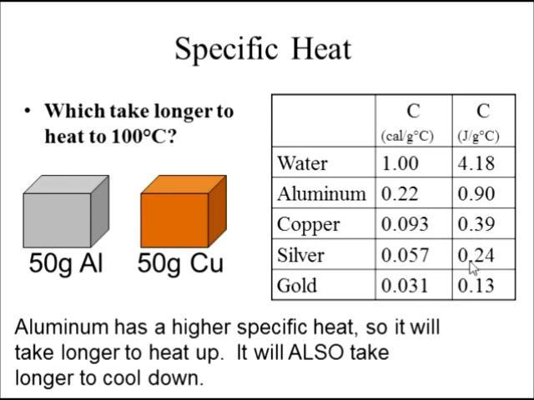Here's the specific heat. Aluminum has a higher specific heat, so it'll take longer to heat up. It will also take a lot longer to cool down. That's why they use copper in wiring, just because it conducts electricity a lot quicker. So you can see there's my specific heat. Aluminum's a lot higher.